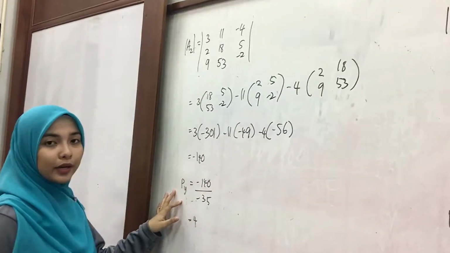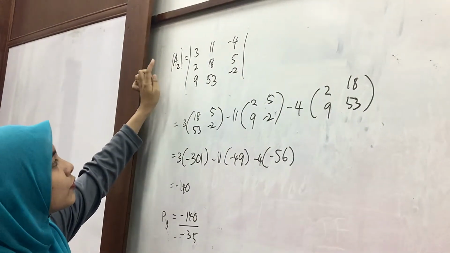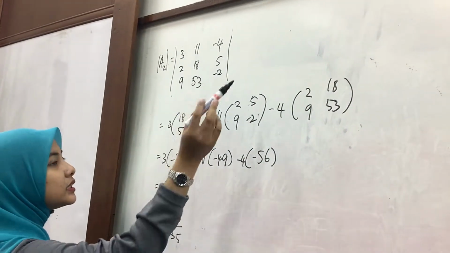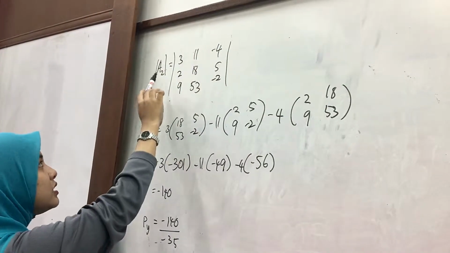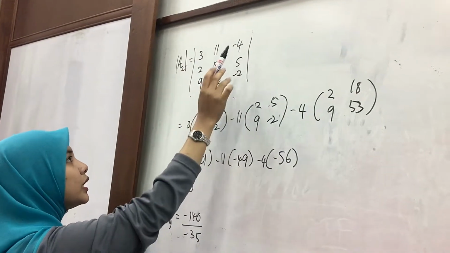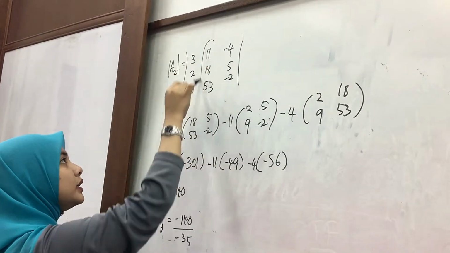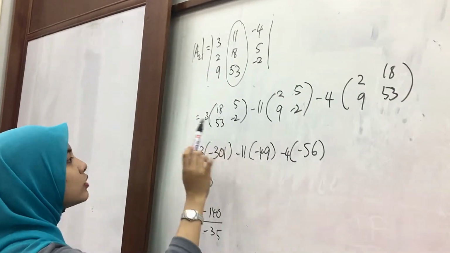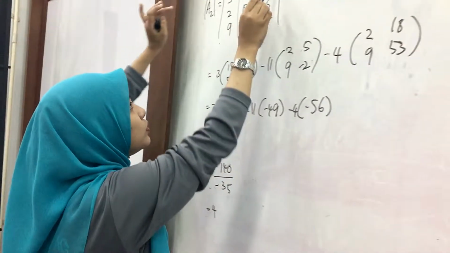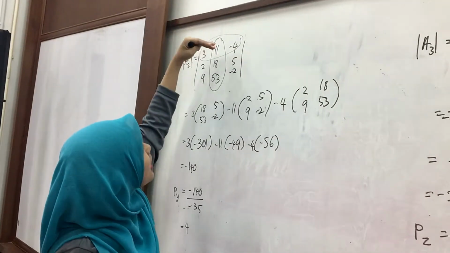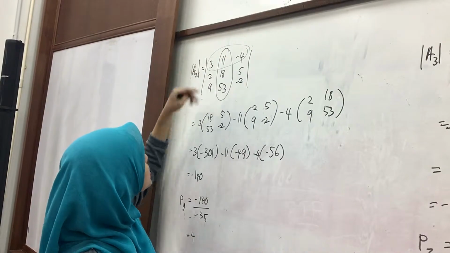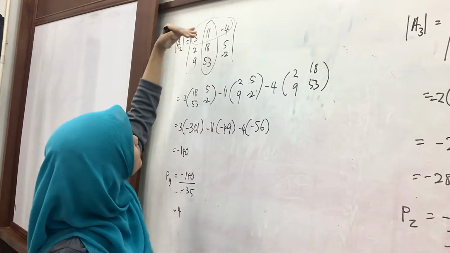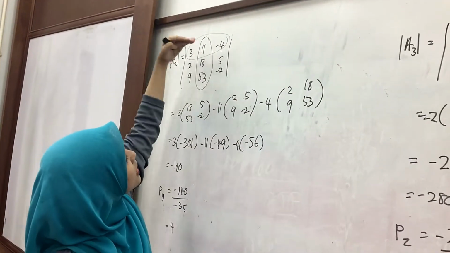So to find the Py, I have to find the A determinant. I take the original A determinant, which is 3, 2, 4, 5, 2, and this one I take from the D side. I choose this row, so I hide this and this, and I get 18, 15. Then for 11, I hide this and this, and I get this.